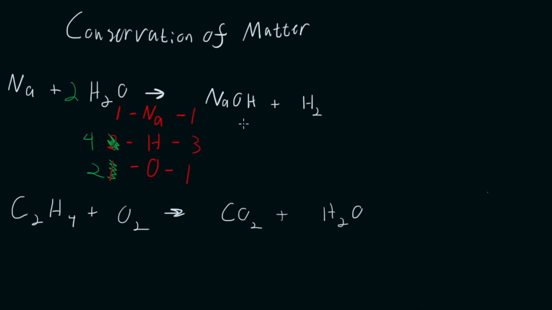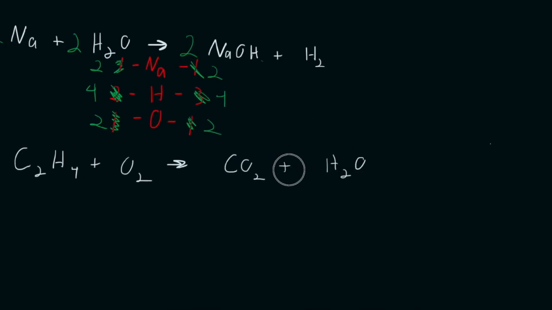So then what's going to happen on the right side? Well, now I've got hydrogens out of balance and oxygens out of balance. If I put a 2 here, then that's going to bring the hydrogen count up to 1, 2, 3, 4. It's going to bring my oxygen count up to 2. Okay, great. So now I just need to balance my sodium. So I just put a 2 here, and I've got 2 sodiums. And now my reaction is balanced. So the correct answer would be 2 sodiums, 2 waters, creates 2 sodium hydroxides and 1 molecule of hydrogen gas.